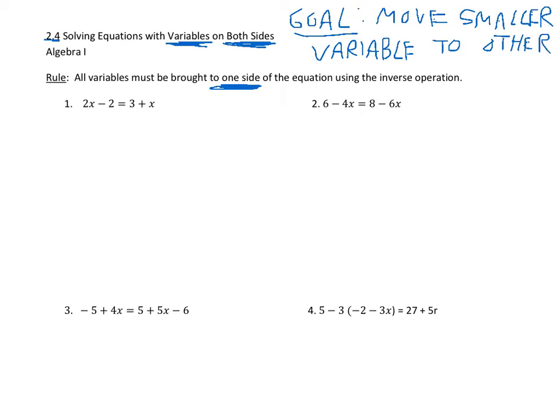Again, I can just write in caps here. If I write in cursive, it's going to be ugly. So I'm not like screaming at you right now. So move smaller variable to other side. Okay, that's the key. Now, what do I mean by that?